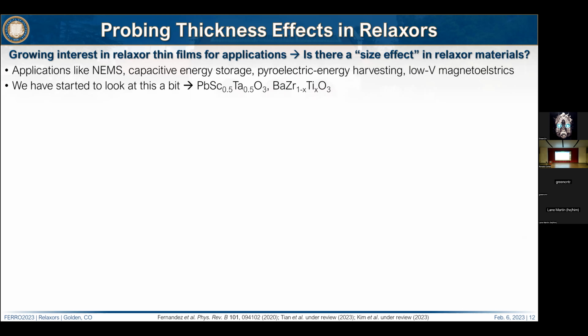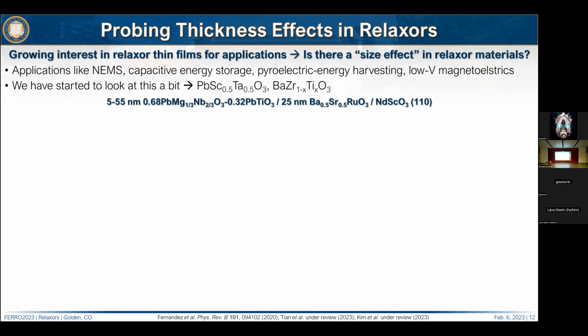And actually, the work that I'm going to talk about now was driven in part by a project we did with Intel, which was looking at trying to create low voltage magnetoelectrics out of these materials. And one of the questions that we had was, is there something like a size effect in relaxor materials? If we were to make very thin, small devices, what happens inside of these systems? And so we started looking at it in a number of materials, but I'm going to show you the PMN-PT system here to bring us home.